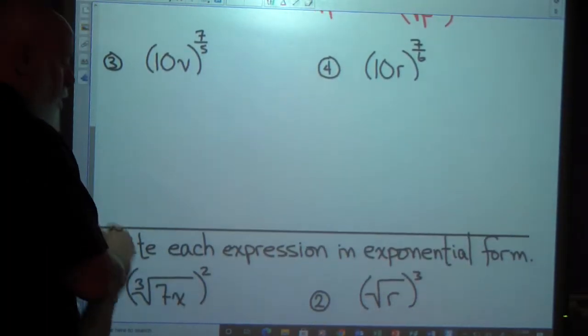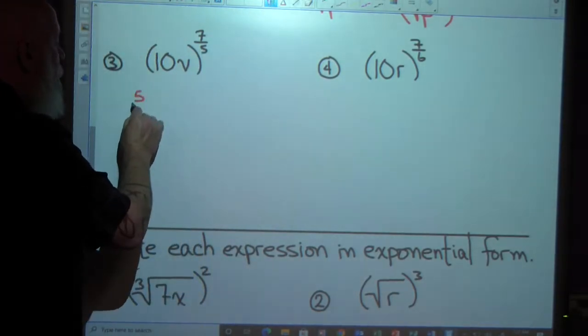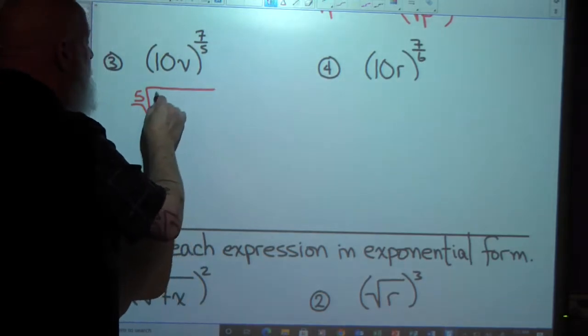All right, let's take a look at this one. We're going to rewrite this as a radical.